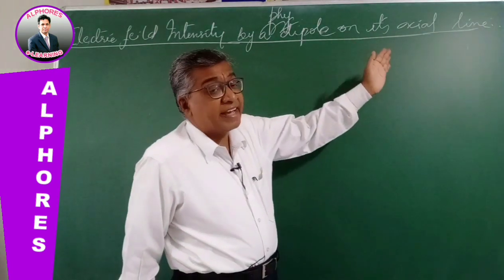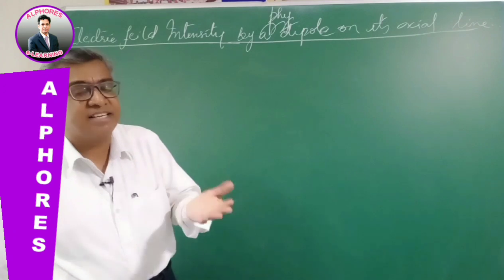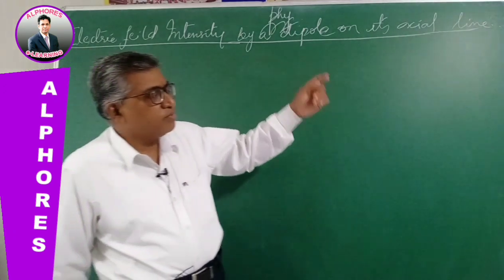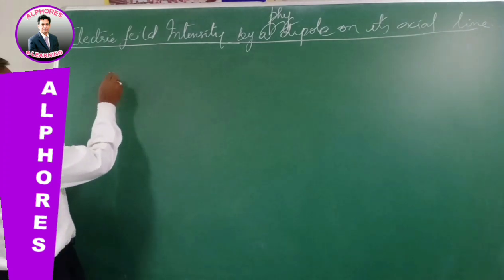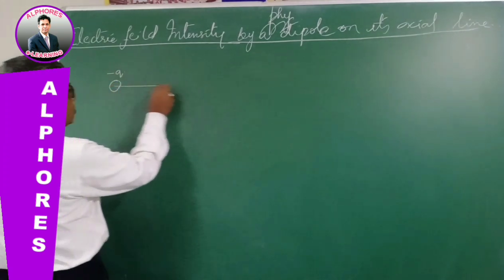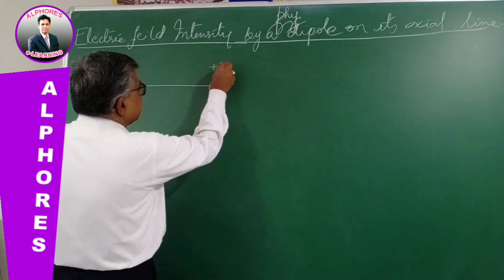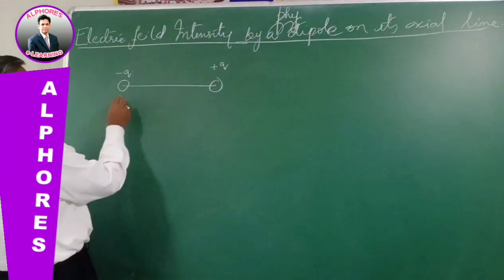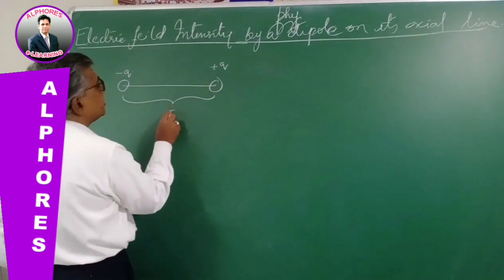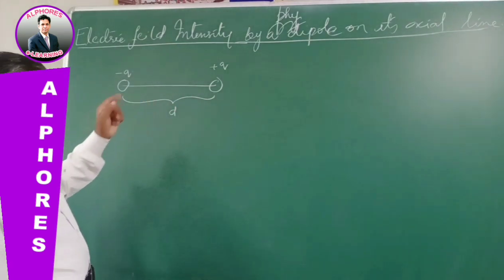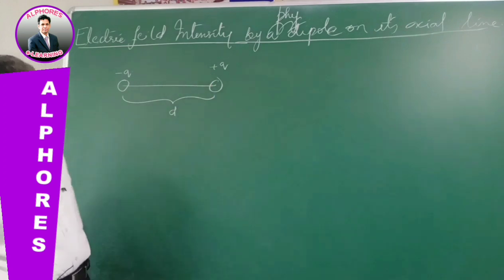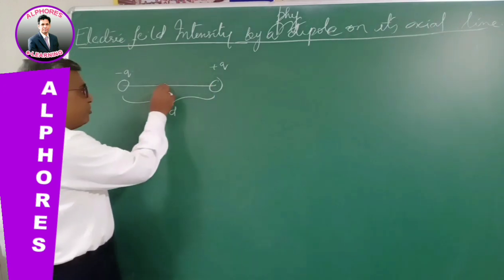On its axial line. Now what is an axial line actually? Let us understand. A dipole is a combination of two equal and opposite charges separated by a small and finite distance. This is the electric dipole: minus q, plus q, distance is 2l like this, right? This is the midpoint of the dipole.